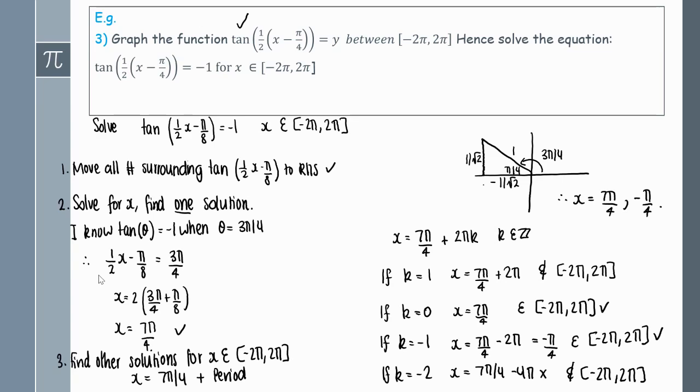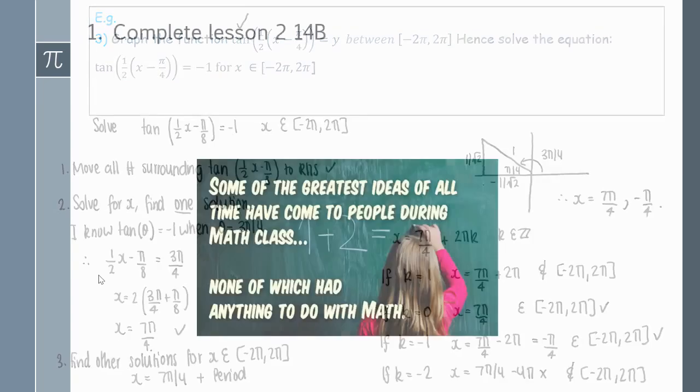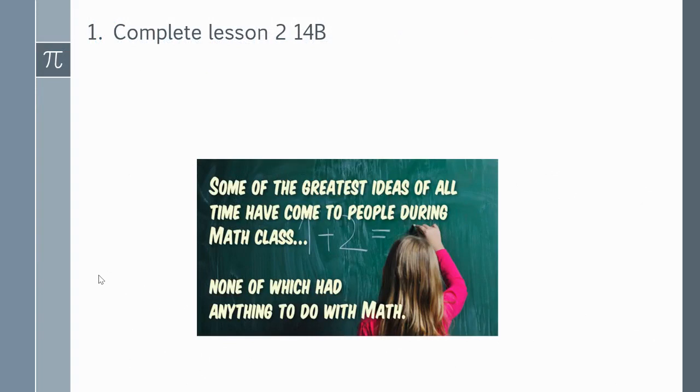Again, go and see your graph and see if those solutions are similar to where you thought they would be. 14b. This is a really important part for Year 12 Spec. So take your time, get to know it, and really ask for help whenever you need it.